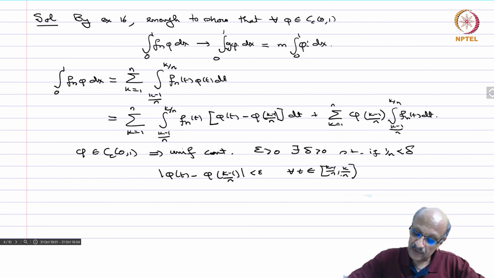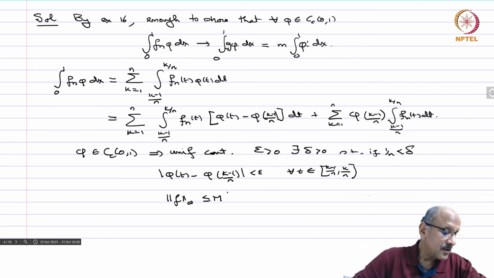Because if t belongs to this interval, |t - (k-1)/n| will be less than the length of this interval, which is 1/n, which is less than delta, and therefore |phi(t) - phi((k-1)/n)| is less than epsilon. And also you have that the norm of f in L infinity is less than or equal to some M.